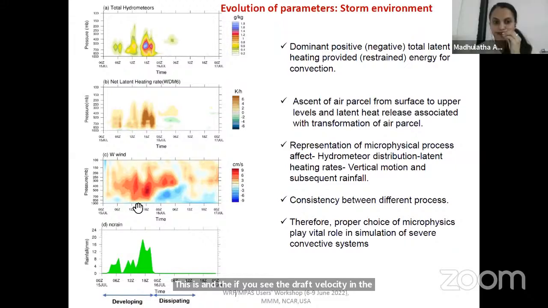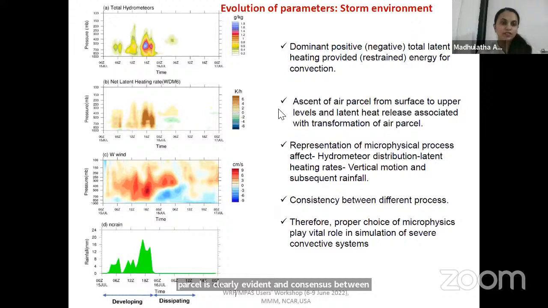in the developing stage it is more positive, and it is negative later. And in the rainfall also, you can see more in the developing stage. Since it's the dissipating stage of the system, the rain got evaporated, and not much rain is evident. So you can see the ascent of air parcel from surface to upper levels and the latent heat release associated with the transformation of the air parcel is clearly evident, and consistency between the different parameters is clearly evident.